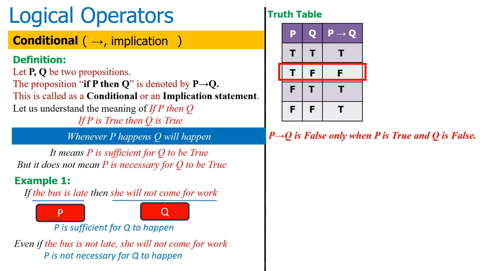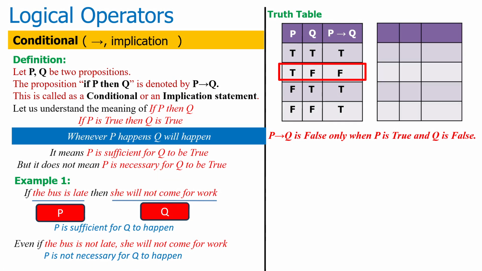This truth table can also be generated with the numbers zeros and ones. If P is 1, Q is 1, then P implies Q will be 1. If P is 1, Q is 0, then P implies Q will be 0. If P is 0, Q is 1, then P implies Q will be 1. If P is 0, Q is 0, P implies Q will be 1.